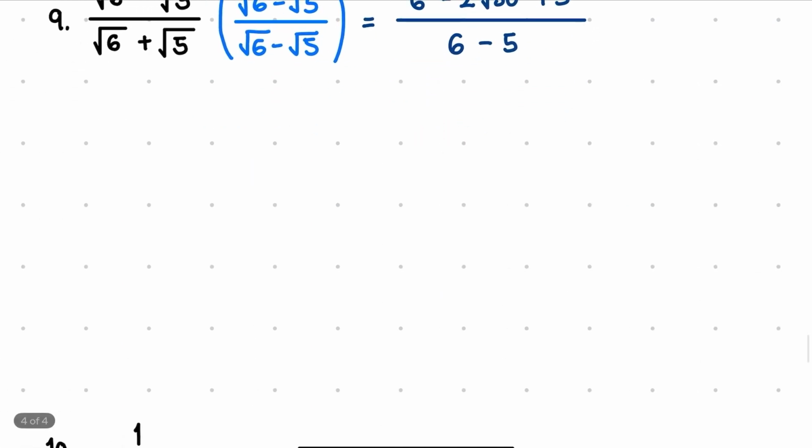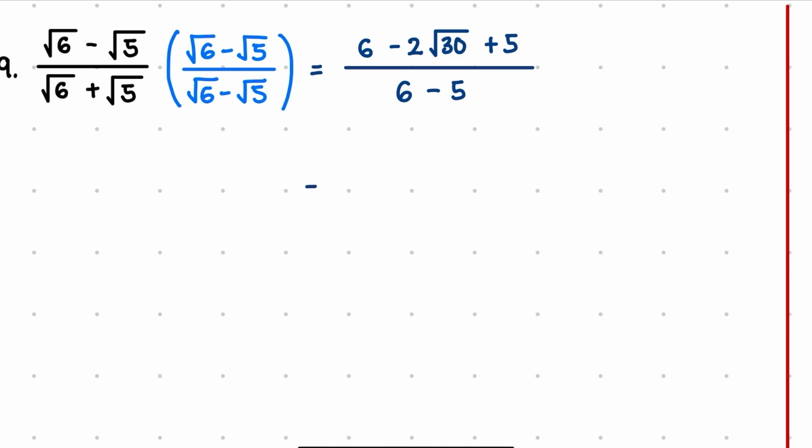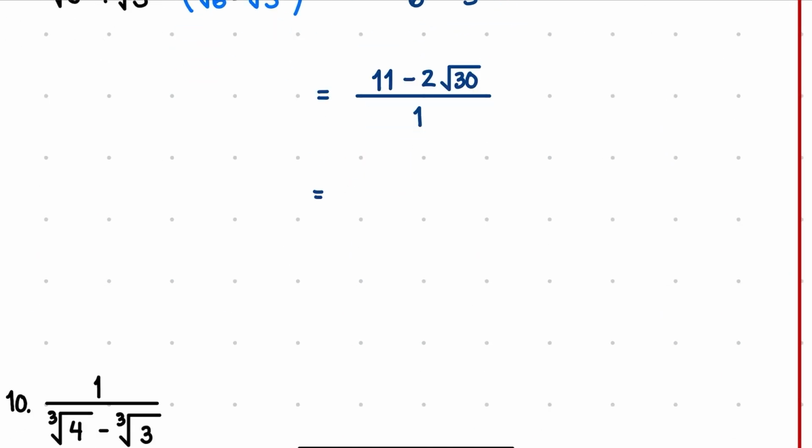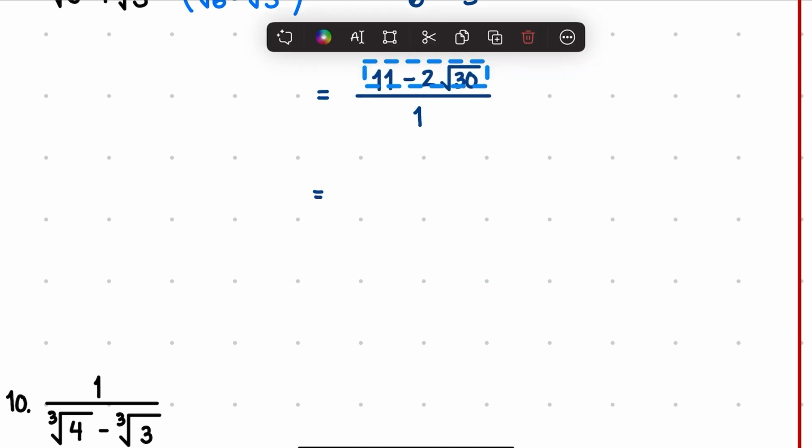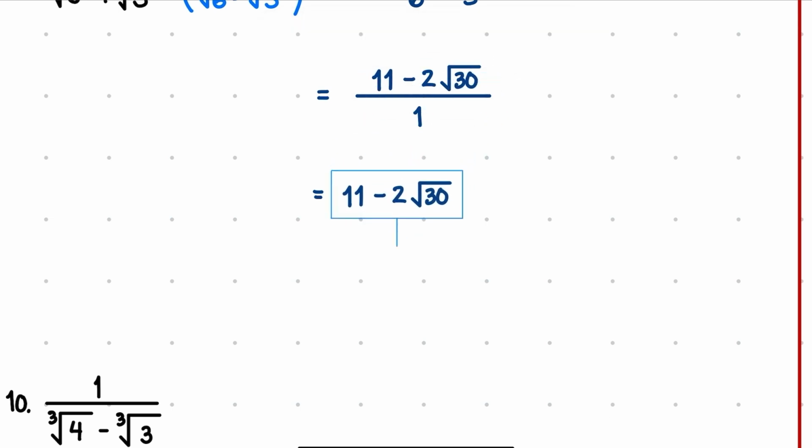Dang, I have quite plenty of space out here, but yeah. So we'll have here, let's see, 6 plus 5 is 11, minus 2 square root of 30. 6 minus 5 is just 1, so actually, okay, fine, let's just write it out here. Anything with a denominator of 1 will just be the numerator. And so this one is the final answer for this problem.